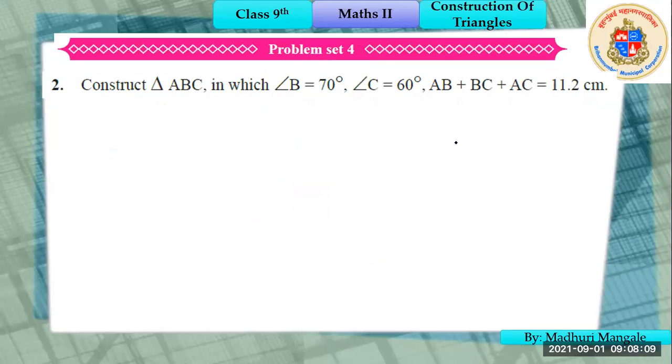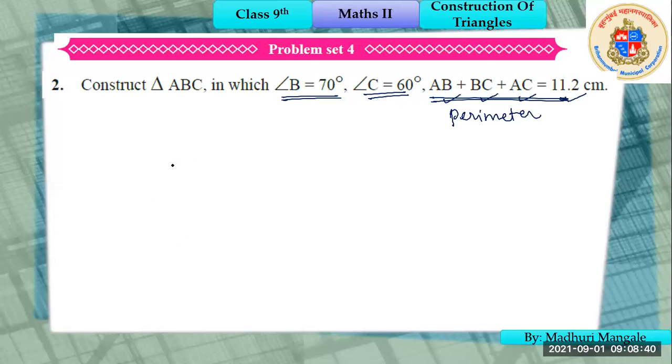Question number 2. Construct triangle ABC in which angle B is 70 degrees, angle C is 60 degrees, and AB plus AC, BC plus AC is given to be 11.2 centimeters. Now, if you look at it carefully, this is the perimeter, right? Sum of all 3 sides is the perimeter. So this is the third type of construction, that is based on perimeter. We are given 2 angles and the perimeter. So how do we proceed?